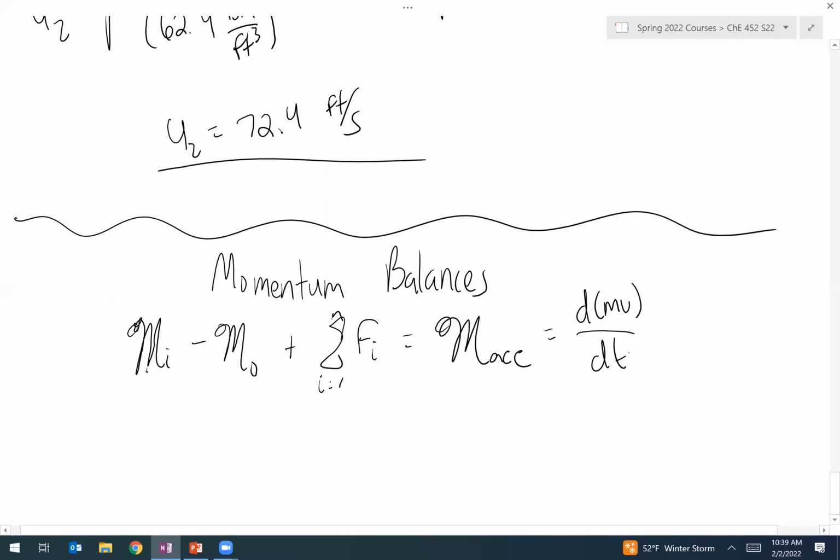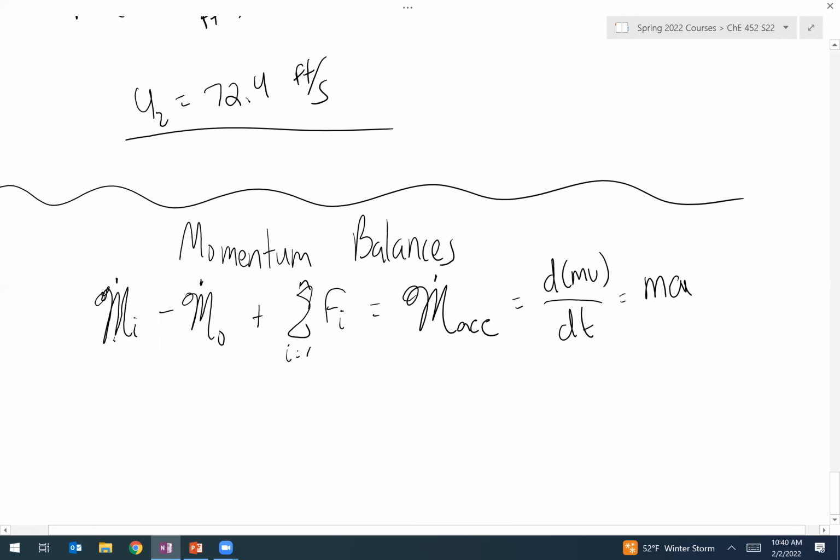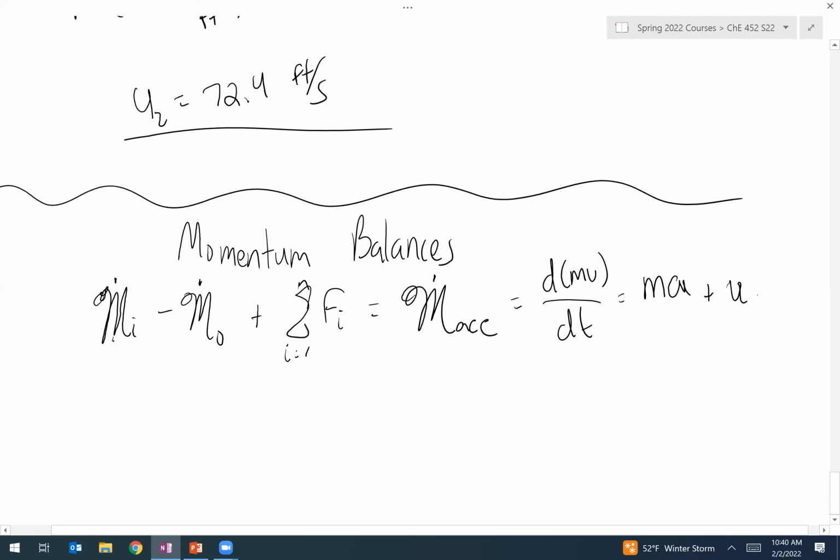Because if these are all kind of rates of momentum, that's what we end up looking at: systems associated with force. So I'm looking at a system of a constant mass that's experiencing some acceleration, or I'm looking at a system at constant velocity that sees an increase in mass flow. Like mass times acceleration, or velocity times the mass flow rate.